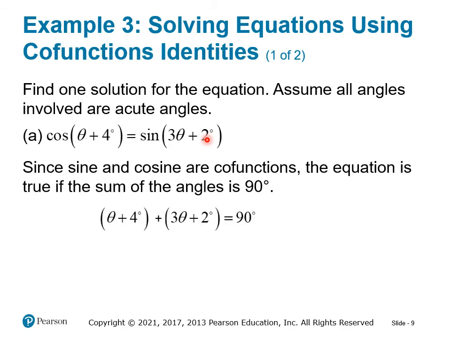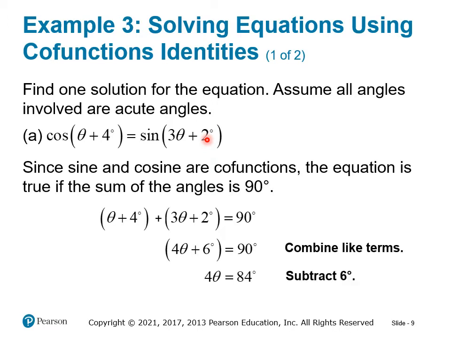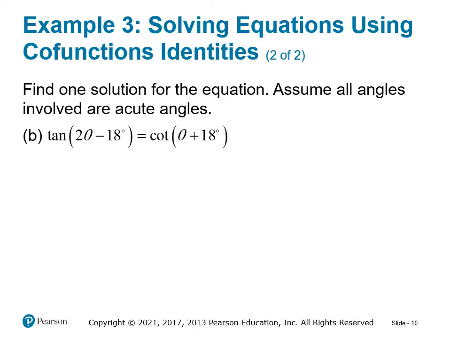So if we create a sum that equals 90 degrees, now it's just a simple algebraic problem where we combine like terms, and we get 4 theta plus 6 equals 90, 4 theta equals 84, and therefore dividing both sides by 4, we get theta equals 21. So don't overthink these. It's a little confusing how to figure this out, but remember that if you have cosine equals sine, if you have the cofunctions being equal, then the angles have to be complementary, or they have to sum to 90 degrees.